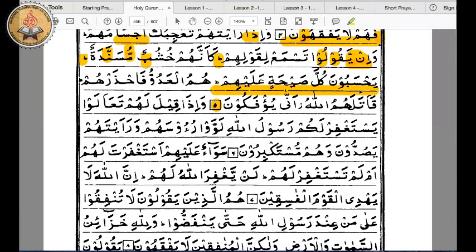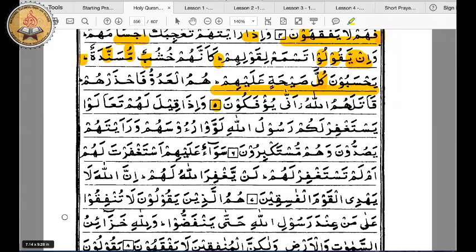يحسبون كل صيحة عليهم. Okay, so over here, just read this word highlighted. كل. Okay, good. يحسبون كل. صيحة عليهم. Okay, good.